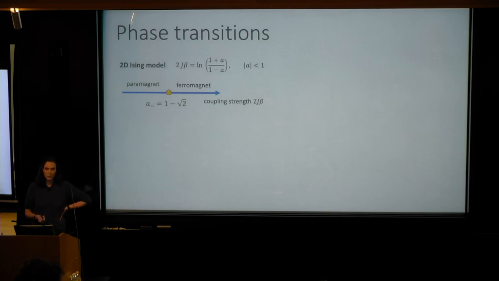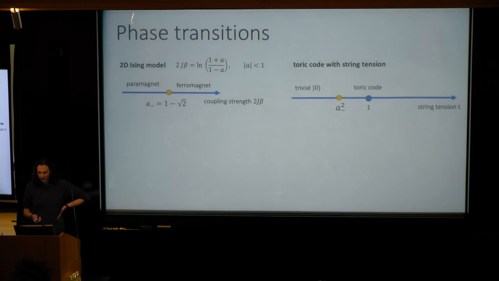So let me start with what we all know, or maybe know best, the 2-dimensional Ising model. If we consider the magnitude of the coupling strength in this 2-dimensional Ising model, measured by the product of J and beta, and we use the identification between J beta and our matchgate parameter A, we find that at the value A equal to 1 minus square root of 2, there's a transition between a paramagnetic and a ferromagnetic phase.